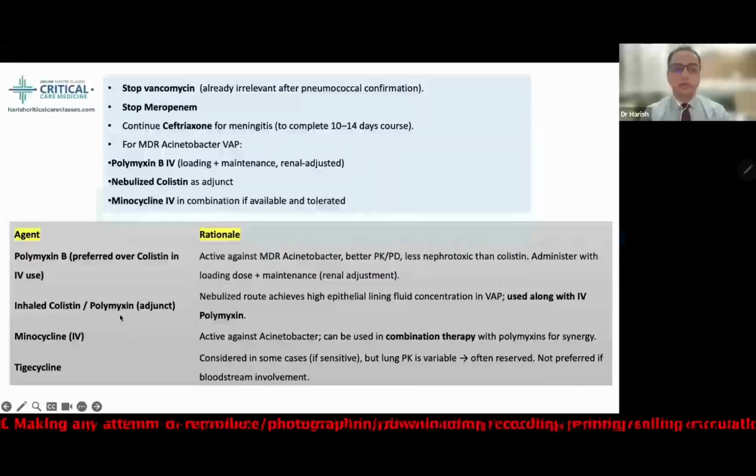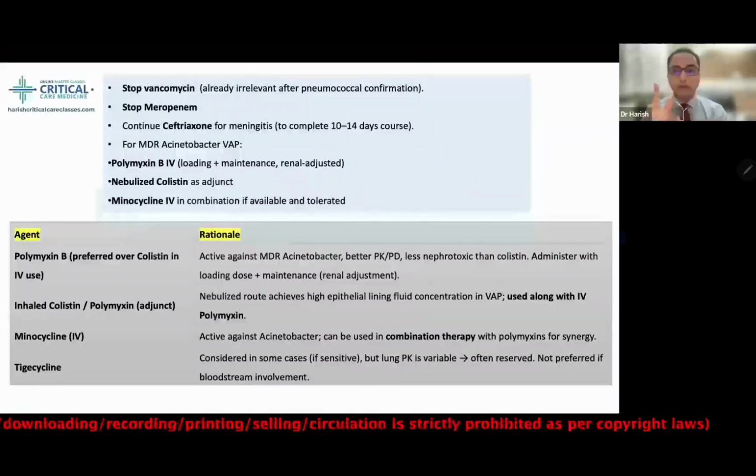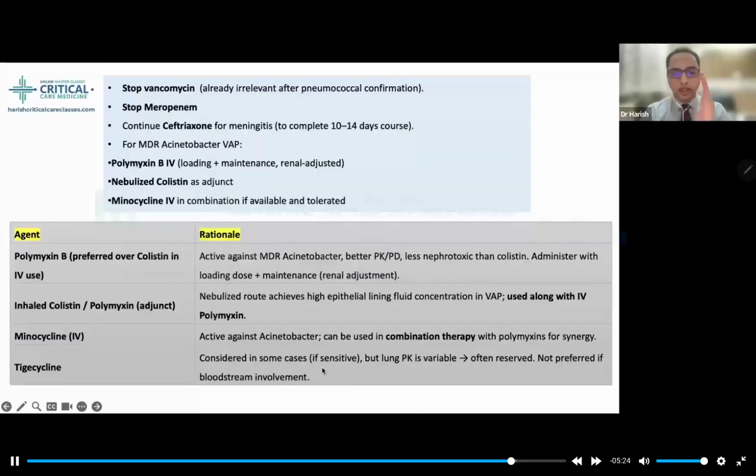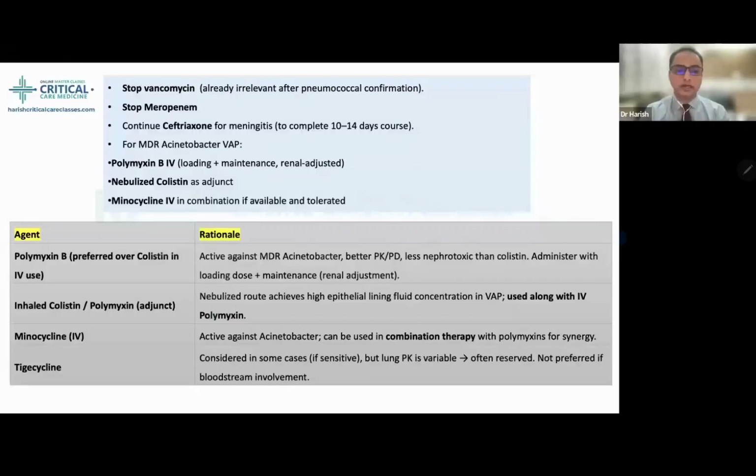Inhaled colistin or polymyxin as an adjunct we can give with systemic therapy always, not as a standalone nebulizer therapy. But we need an ultrasonic nebulizer or vibrating mesh nebulizer, not the bronchodilator-delivery jet nebulizers. Very, very important. Minocycline is active against Acinetobacter, but always use it as a combination therapy with polymyxin, where it has a synergy.